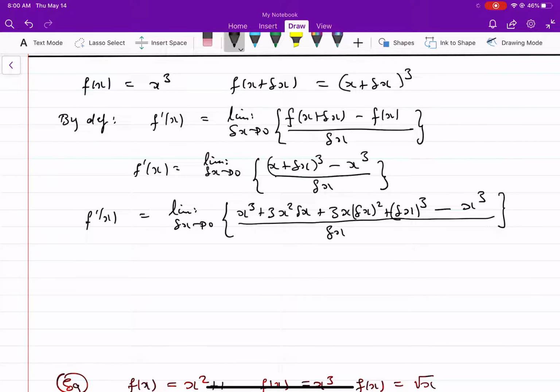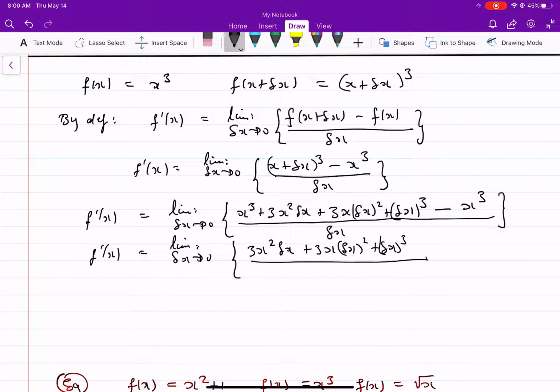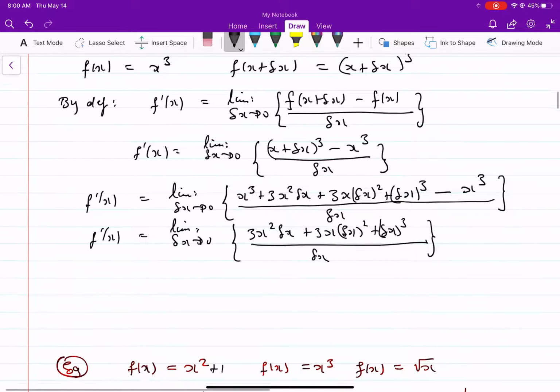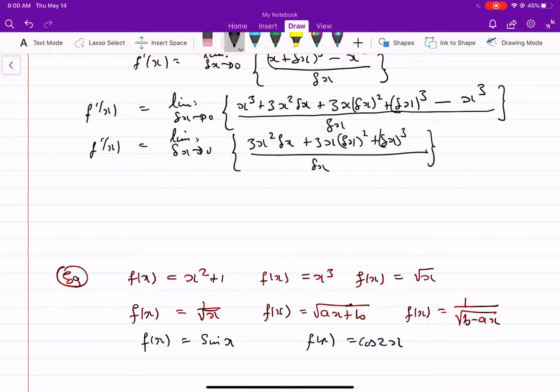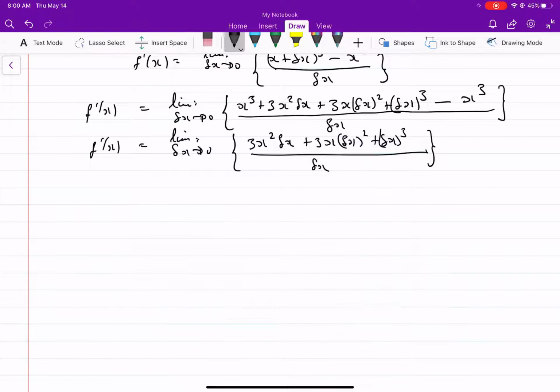The x cubes will cancel out. f prime of x is equal to the limit as delta x approaches 0. When the x cubes go, what do I have left over? 3x squared delta x plus 3x times delta x all squared plus delta x all cubed, all upon delta x. Okay. I can factor out a delta x. In fact, I'll start skipping steps because y'all, the algebra should be tough enough to deal with that.